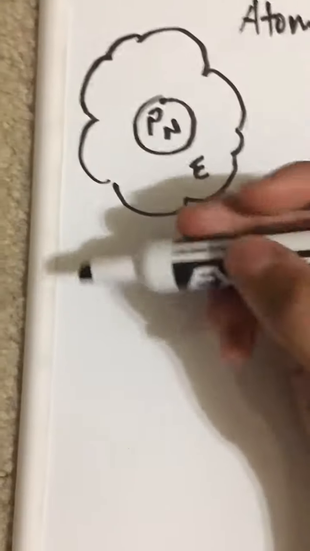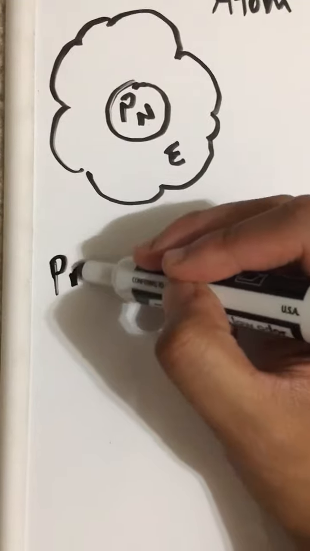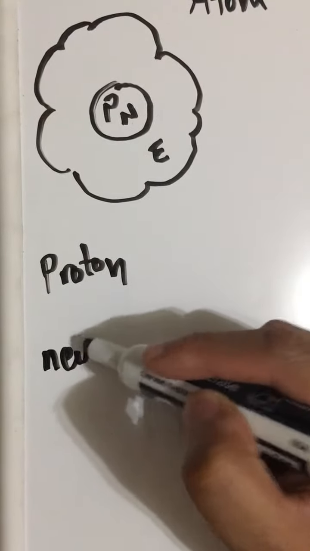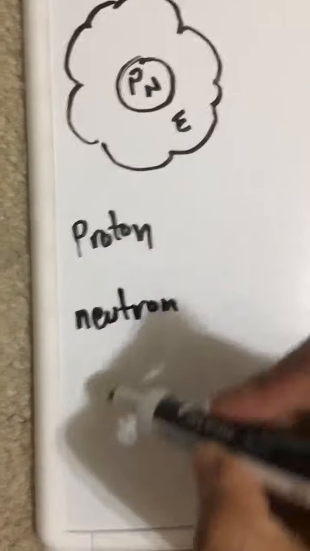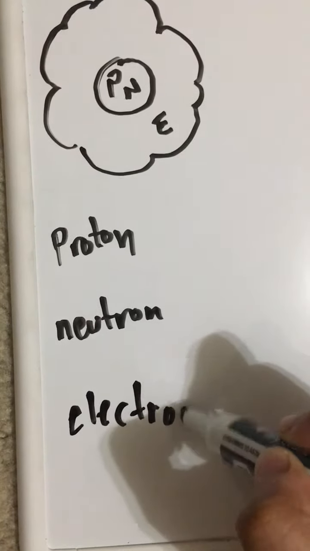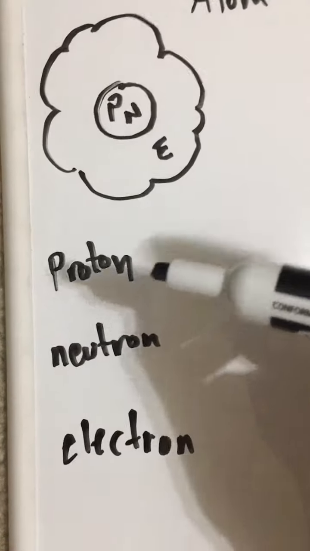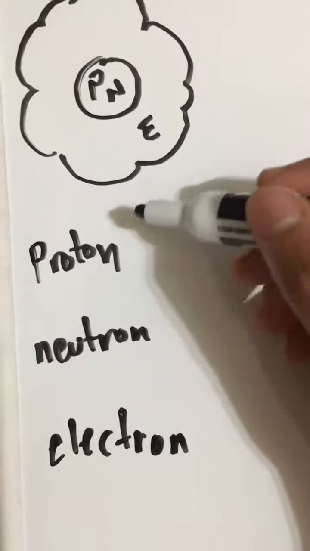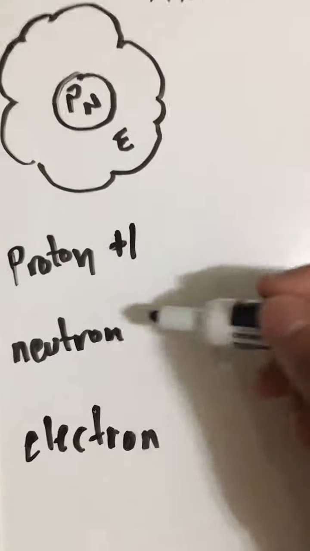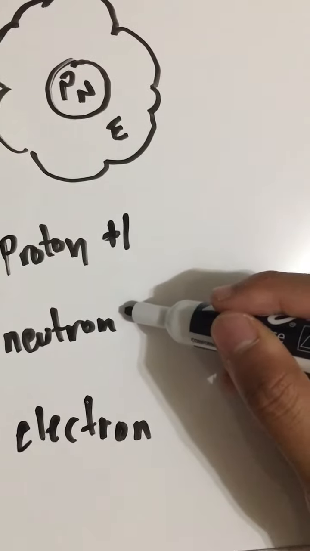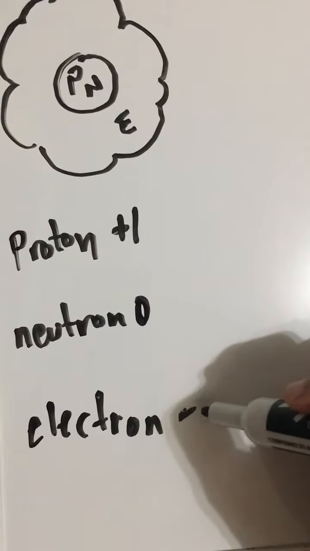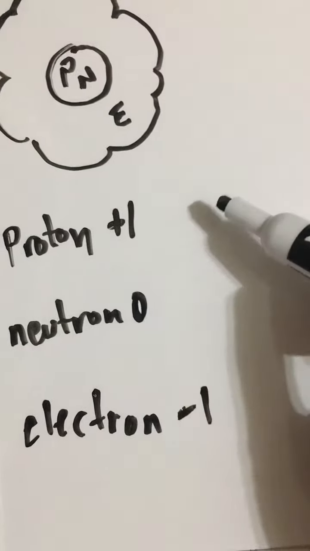So let's write this down. Proton, neutron, and electron. So the first thing to know about this is the charges. A proton has a +1 charge, which is a positive charge. A neutron has no charge, so it's 0 charge. And an electron has a -1 charge, negative charge.